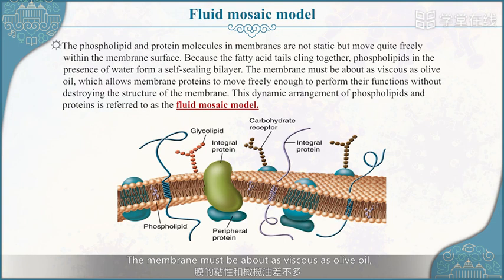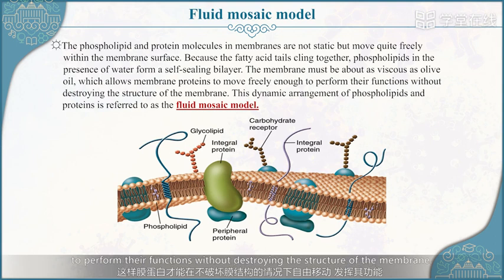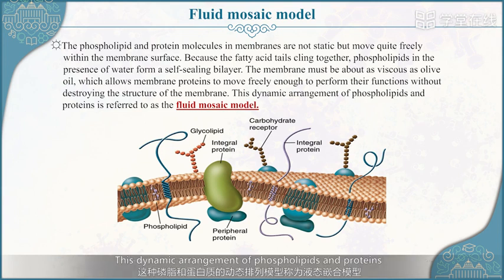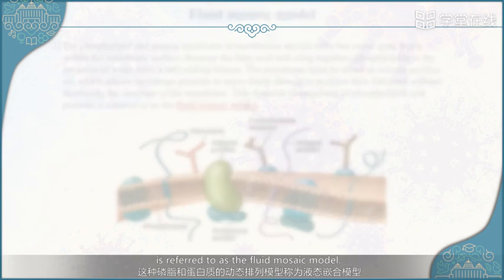The membrane must be about as viscous as olive oil, which allows membrane proteins to move freely enough to perform their functions without destroying the structure of the membrane. This dynamic arrangement of phospholipids and proteins is referred to as the fluid mosaic model.